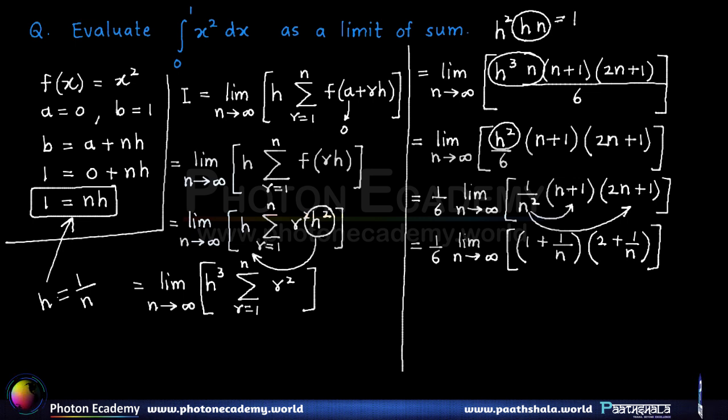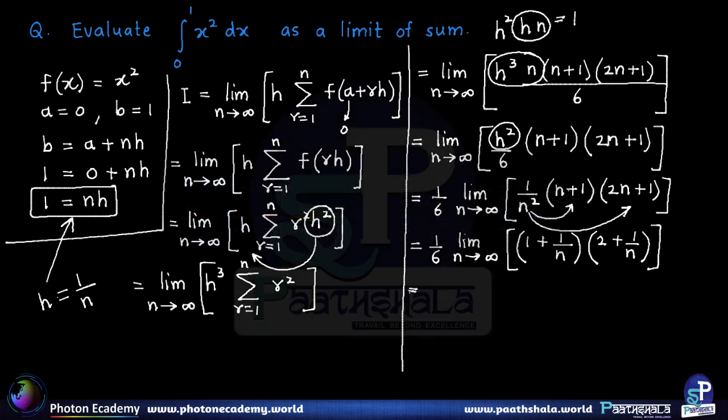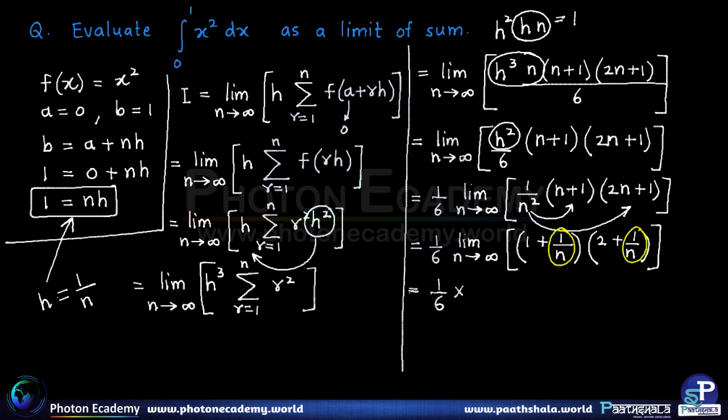And now it is clear that if n tends to infinity, then both of the terms 1 upon n in the two brackets will vanish, that is, they will eventually become 0. So what we will be left with is 1 upon 6 multiplied by 1 into 2, so that is 2, which gives us the answer as 1 upon 3. So that is the value of this particular integral.